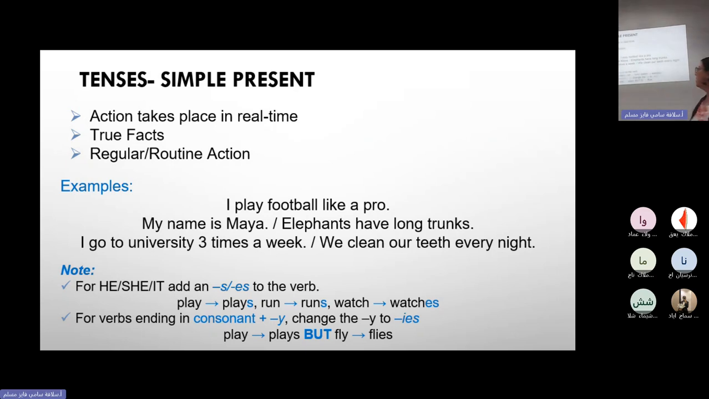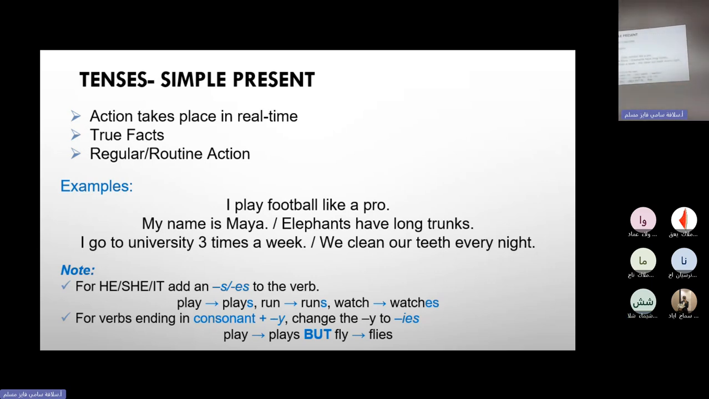Examples. Can you read them for me? A few of them. I play football like a pro. My name is Maya. Elephants have long trunks. I go to university 3 times a week. And we clean our teeth every night. أول واحدة, it's an action that takes place in real time. ثاني واحدة, my name is Maya and the elephants are true facts. وآخر واحدة is regular or routine actions.